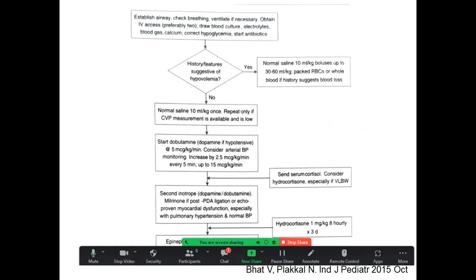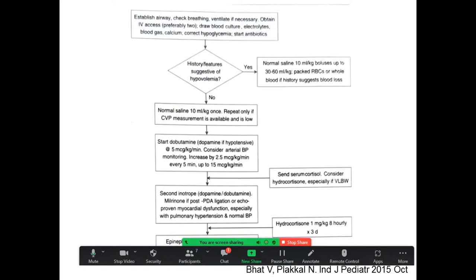So this is the general guideline. The first thing is to establish the airway. ABC is the same thing. Check the breathing and then ventilate if necessary. Obtain IV access, and have at least one extra IV access, because in shock, you are very lucky to get an IV access. If you lose that time, then you have lost the IV access also. Draw the blood culture, electrolytes, blood gas, calcium, correct the hypocalcemia, start antibiotics.